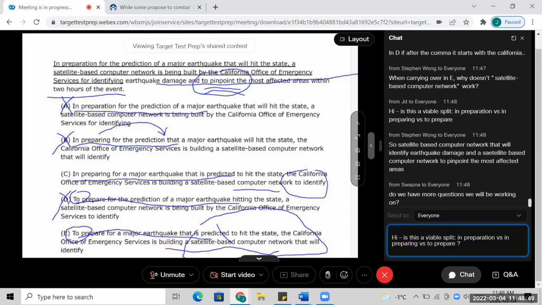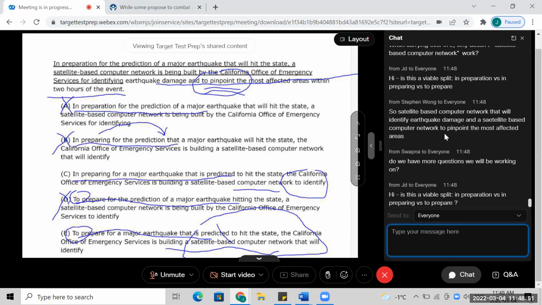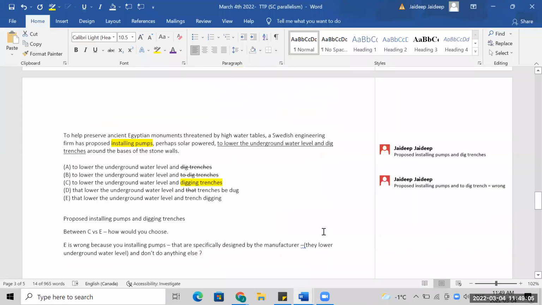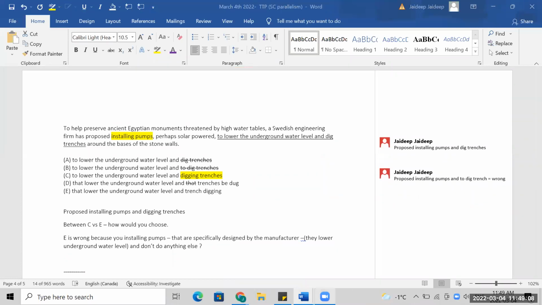Let's do one more question. We have another sneaky parallelism question. We got another 10 minutes. Yeah, let's do this.